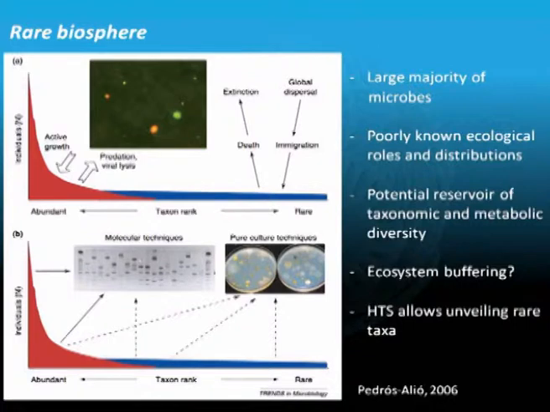We don't know what they are really doing. There are some hypotheses that they can act as a buffer of the ecosystem. They might be a reservoir of diversity. So I think this is quite an important question now in microbiology: what's the role of the rare biosphere? And the interesting thing is that all these high-throughput methods now allow us to have a look at these rare microbes.